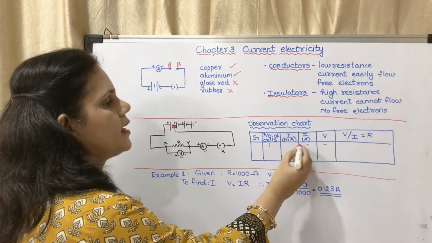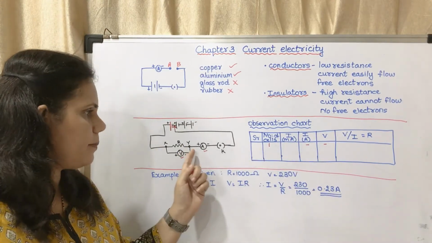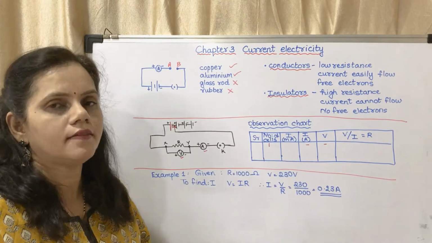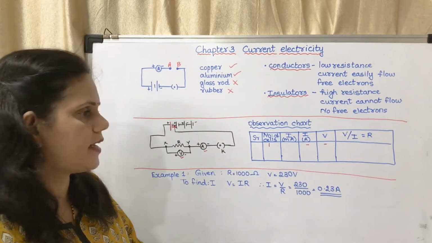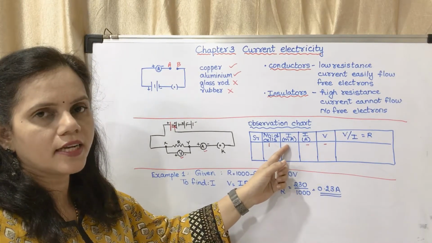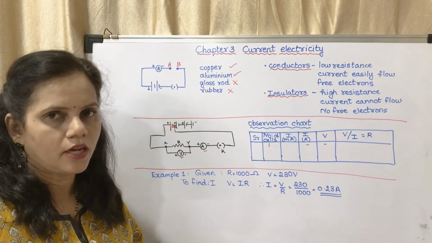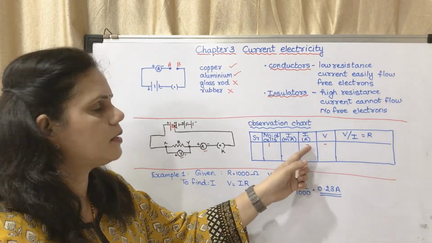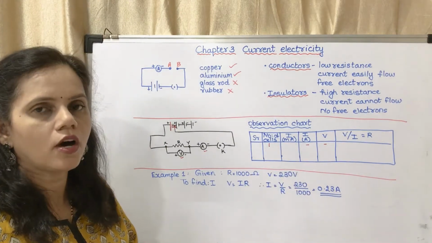That is why there are 2 columns for I: the value which you get on the ammeter and the converted value. You have to divide it by 1000 and write. So whatever value you get, if you get 28, it will be 28 upon 1000, so 0.028 will be the value here.